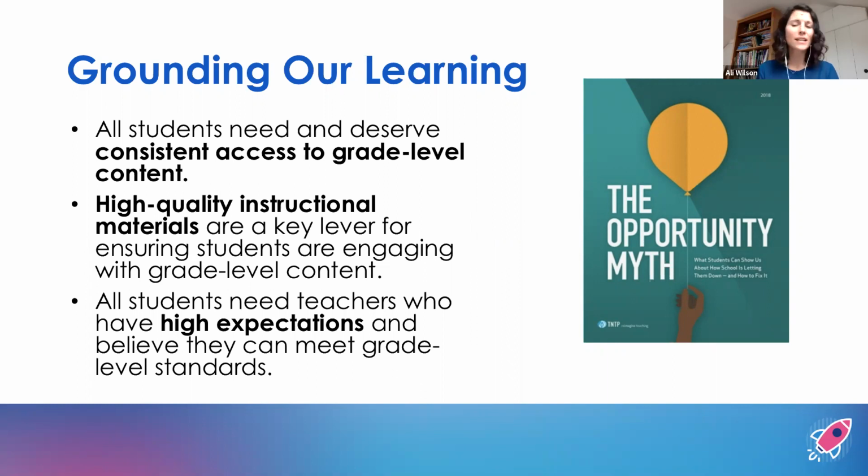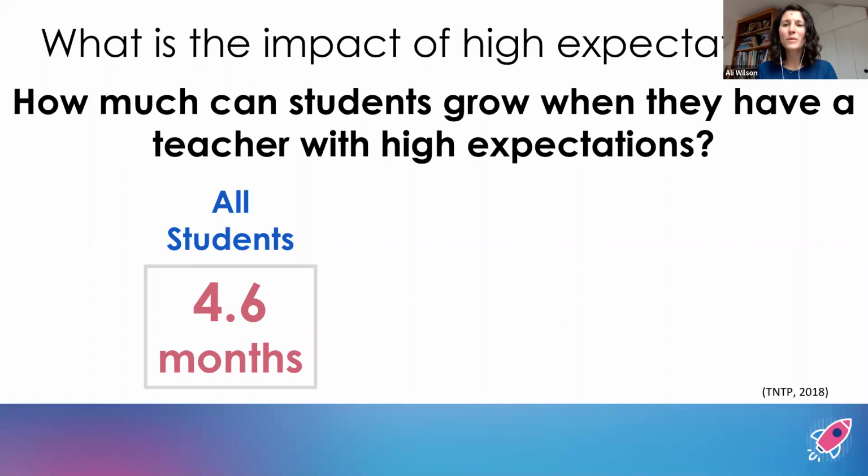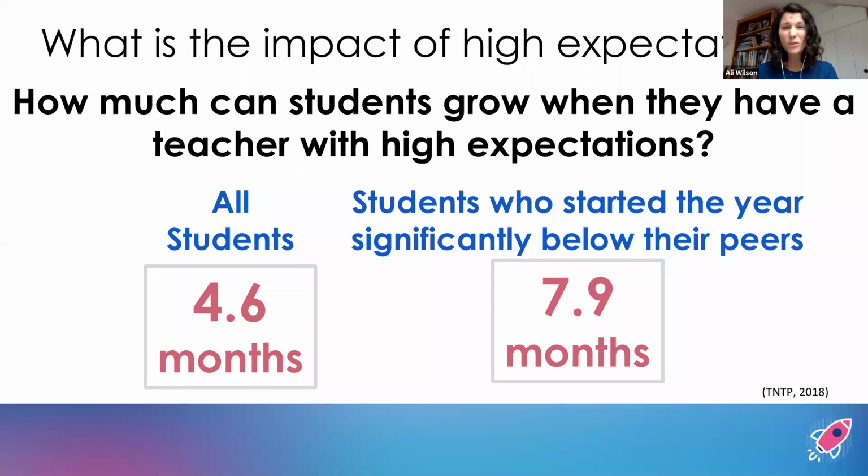All right, so let's go ahead and just zoom in on two of these key points. When we think about the impact of high expectations, how much can students grow when they have a teacher with them? Well, all students grouped together grew 4.6 months compared to teachers who did not have high expectations. But what happened when we looked at students who started the year significantly below their peers? They grew 7.9 months compared to students who did not have teachers with high expectations. So that's a big deal.